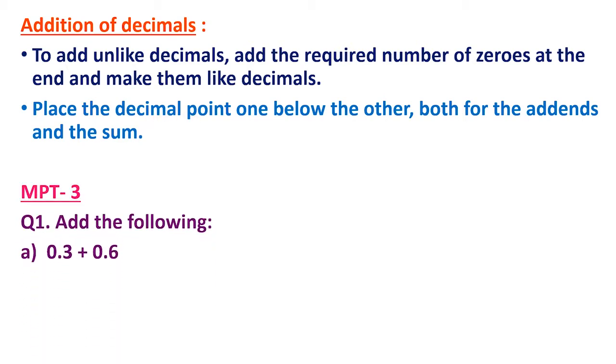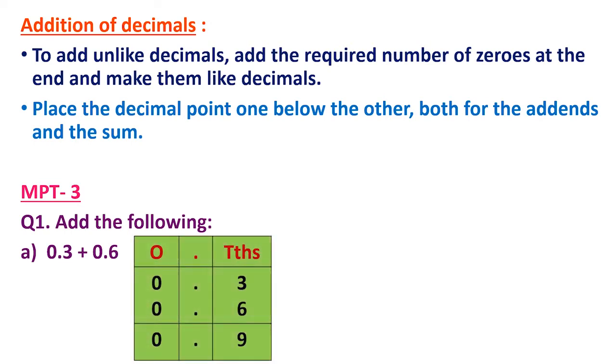So let us understand this with the example of My Practice Time 3, question number 1. Add the following: A1, 0.3 plus 0.6. Let us see how we can add this. I have placed this in the table. This is the ones place and this is the tenths place. So 0.3 and 0.6, arranged in their respective places. 3 plus 6 is 9, the point comes below the point, and 0 plus 0 is 0. So our answer is 0.9.